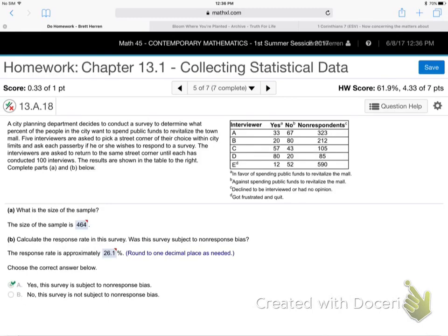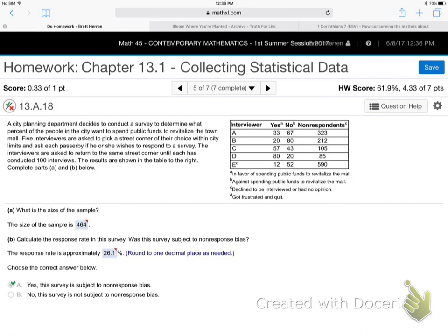Okay, city planning department decides to conduct a survey to determine what percentage of the people in the city want to spend public funds to revitalize the town mall. 5 interviewers are asked to pick a street corner of their choice within city limits and ask each passerby if he or she wishes to respond to a survey. Interviewers are asked to return to the same street corner until each has conducted 100 interviews. Results are shown on the table to the right.